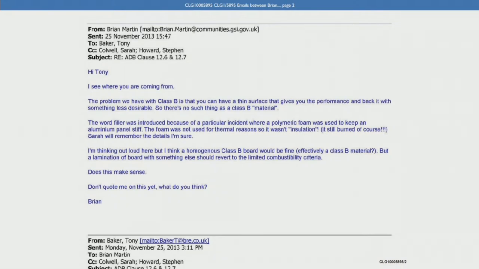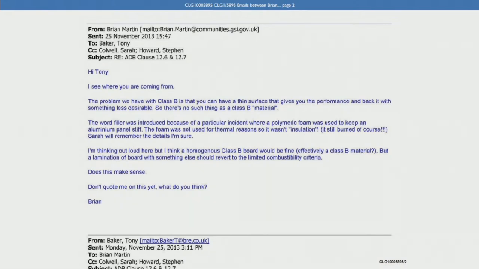I'm thinking out loud here, but I think a homogeneous Class B board would be fine, effectively a Class B material, question mark. But a lamination of board with something else should revert to the limited combustibility criteria. Does this make sense? Don't quote me on this yet. What do you think?